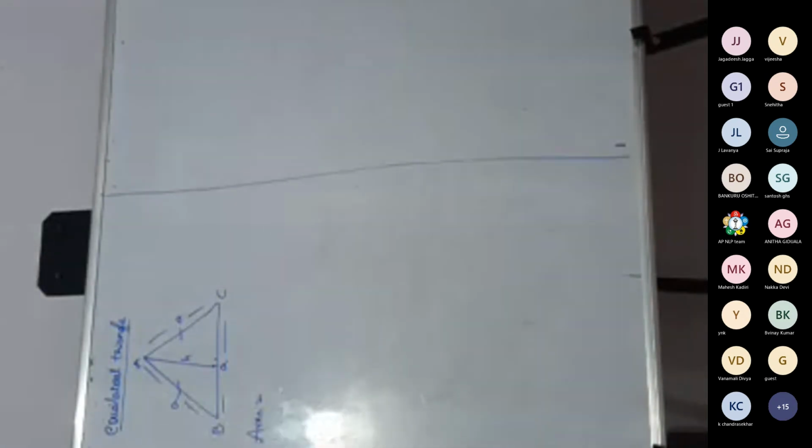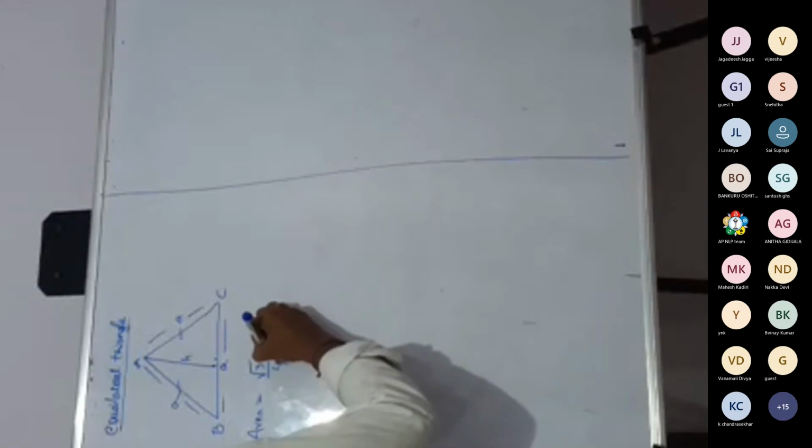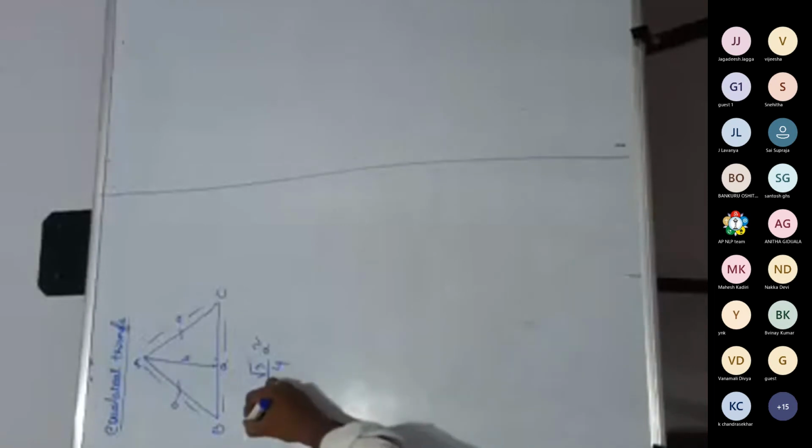I'm not telling any derivations. It can be solved by the Pythagorean theorem, but directly I'm giving the formulas. You can derive it using Pythagoras theorem, but there is no time now. Simply note down the formula.